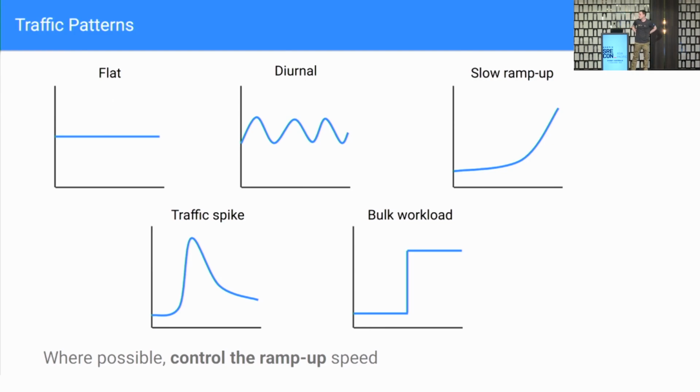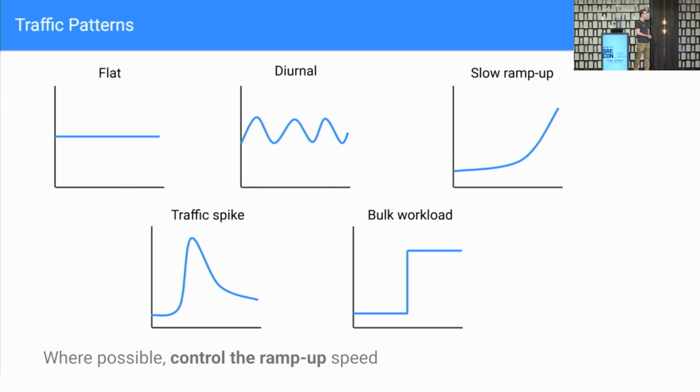Let's take a look at some of the common load patterns that you might encounter. So starting from the top left, we have flat. This is like the trivial case, really. You don't need to do any scaling because your traffic's always going to be the same. Moving on, diurnal. That's quite common. Typically, this oscillation, we'll see it as like a daily cycle or sometimes like a weekly cycle.